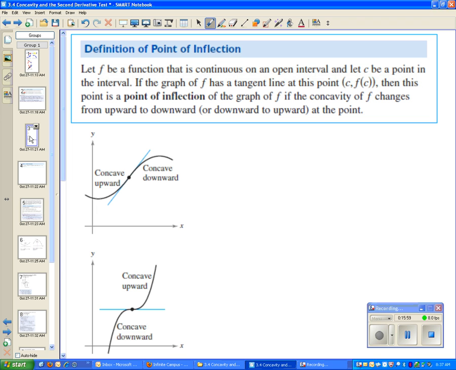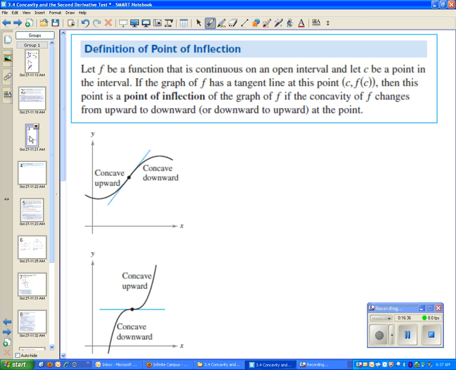All right. So a point of inflection is where the concavity changes. Now, the fancy definition is kind of complicated. Let f be a function that is continuous on an open interval, and let c be a point in the interval. The graph of f has a tangent line at this point, c, f of c. If the graph of f has a tangent line at this point, then this point is a point of inflection of the graph of f if the concavity changes from upward to downward or downward to upward. The point of inflection is where the concavity changes.